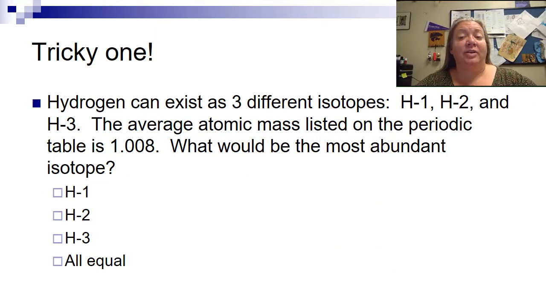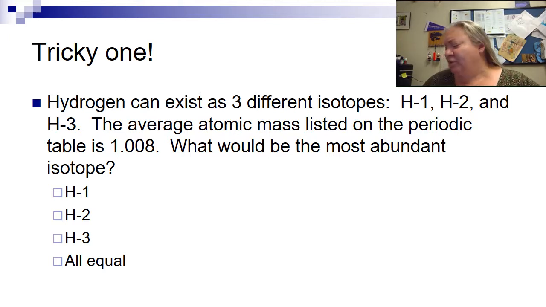All right, so here is your last question. This one is a tricky one. So let's read this one. Hydrogen can exist as 3 different isotopes, H1, H2, and H3. Again, they all have 1 proton, but they have different mass numbers, and that's what's making it into different isotopes. The average atomic mass listed on the periodic table is 1.008. What would be the most abundant isotope? H1, H2, H3, or all of the isotopes have equal amounts?